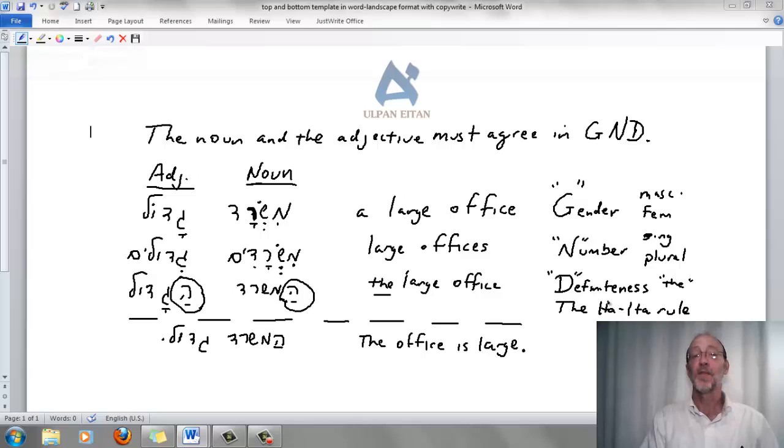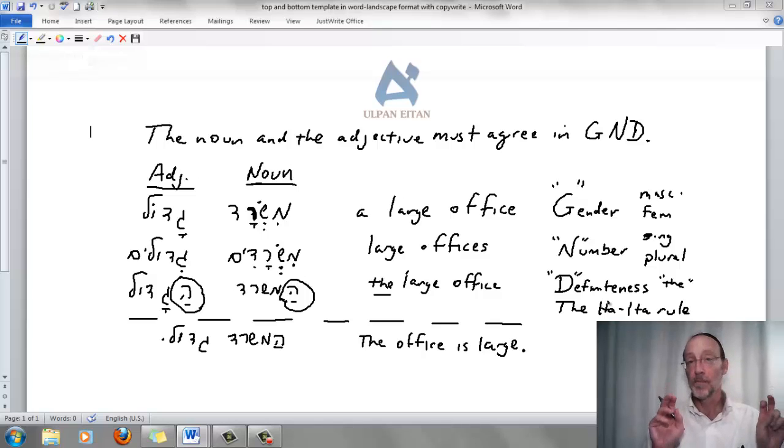And that is that the noun and the adjective must agree in GND. And you'll see it all over the place. And the rule really works and is helpful. In the upcoming class, I'll try and give you a few more examples to give you more sense of that you're in control of the rule. In the meantime, you'd want to just try to digest this one. The noun and the adjective must agree in GND.